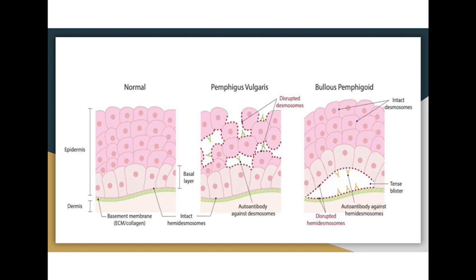The epidermis of the skin contains epidermal cells attached to one another by desmosomes, and the basal layer of the epidermis is attached to the basement membrane by hemidesmosomes.